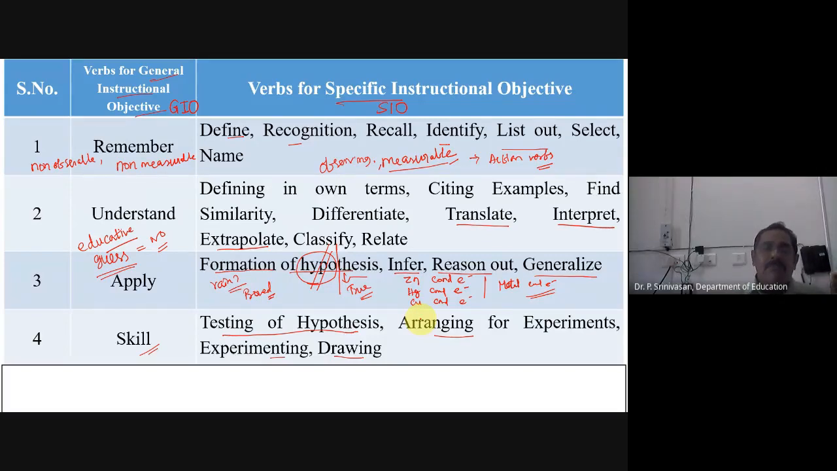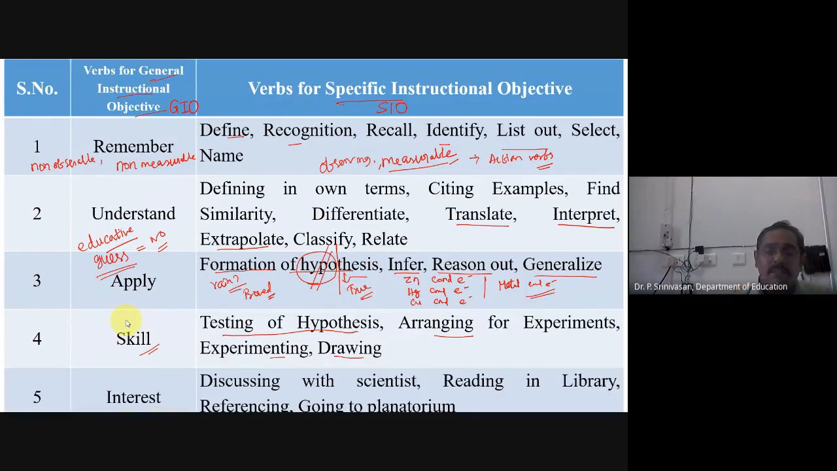If I say I possess the skill of teaching, unless and until I teach, no one knows whether I have the ability of teaching. I can say I know swimming. Unless and until I swim, only then will others accept. I can keep on telling I can do this, I can do whatever I say, but that will be only at the mind level. That's what inactive verbs are. These GIOs are inactive verbs. SIOs are active verbs. Okay, right.